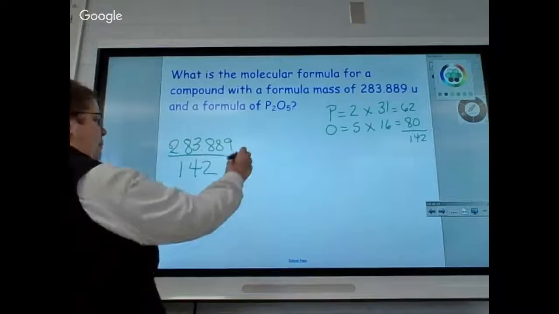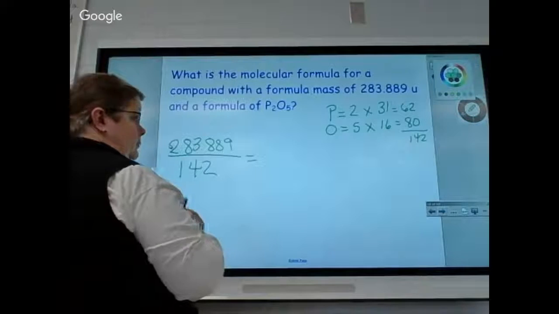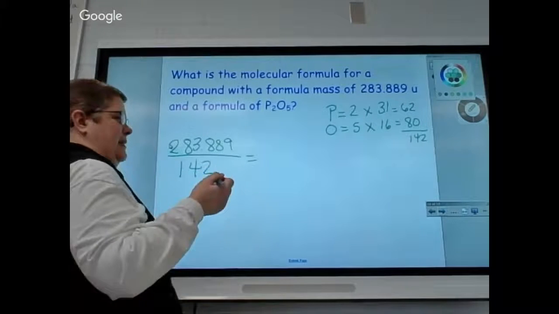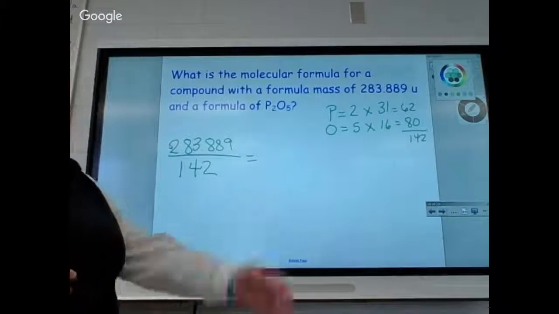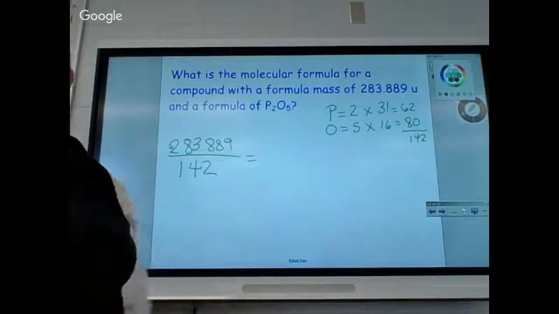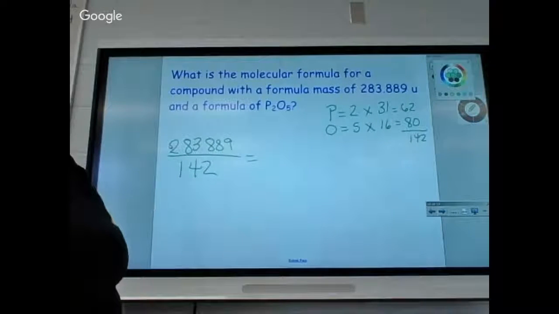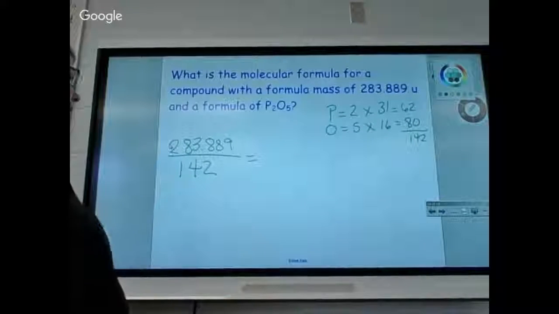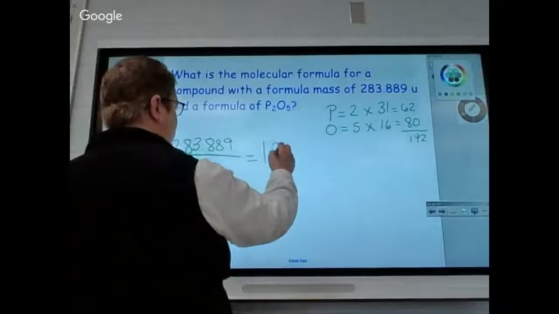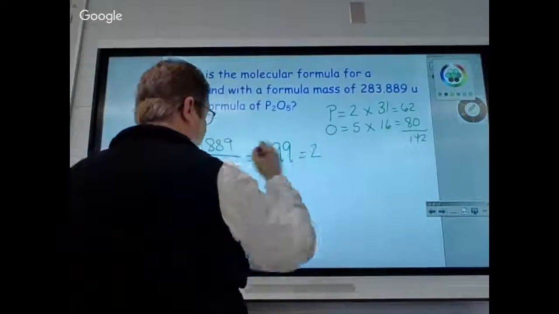So, when I divide, what do I get? Well, it's not going to be exactly a whole number, but it better be like 1.99 or 2.00 or 3.99 or something like that. It better not be 2.75. All right, what do I get when I divide? 1.99 is the same as 2.